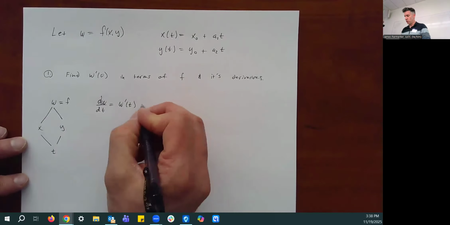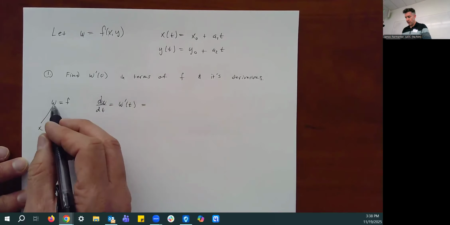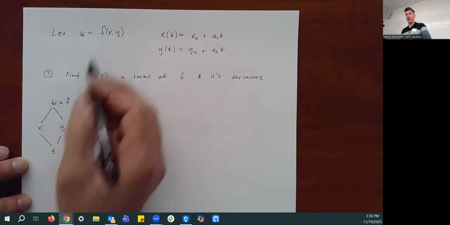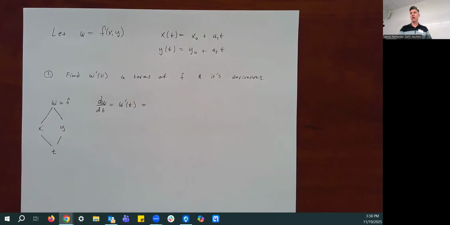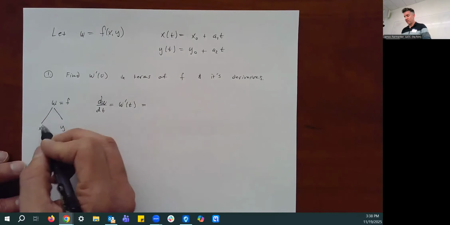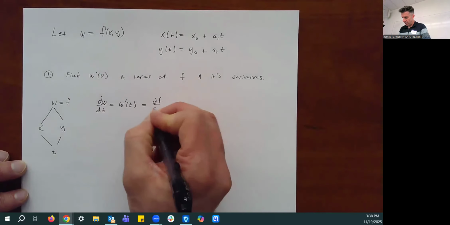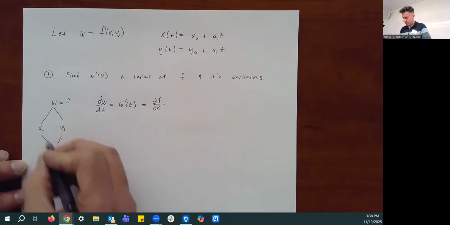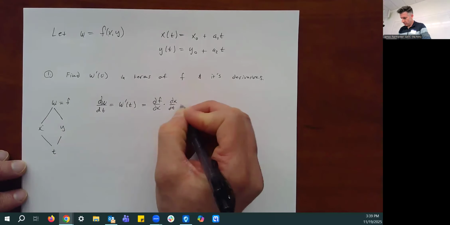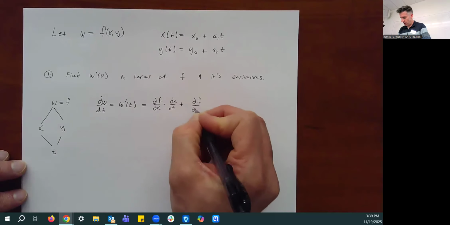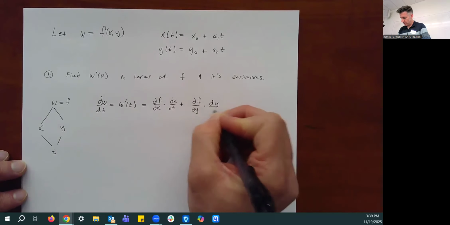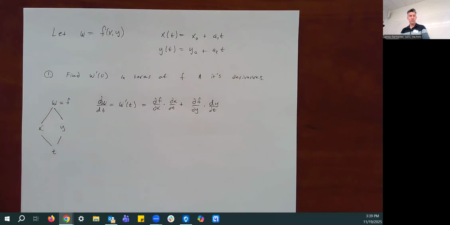And then usual chain rule stuff. It's going to be del W del X, or del F del X because W is equal to F. This is where I feel like it's kind of annoying, right? I'm not going to write del W del X because I want to write in terms of F because they told me to. So it's del F del X times dx dt plus del F del Y times dy dt. I know it's kind of annoying.